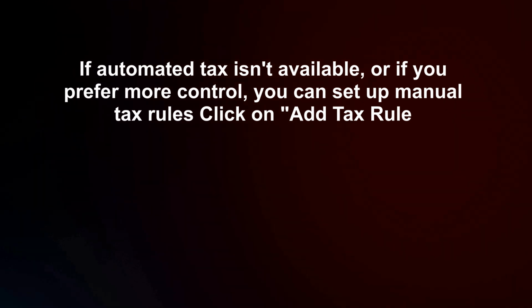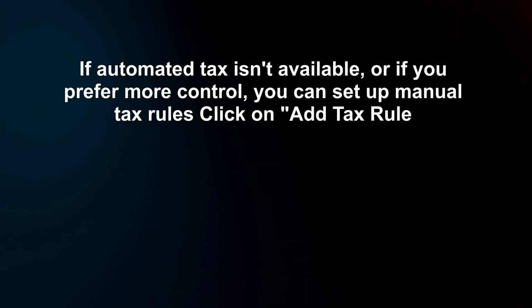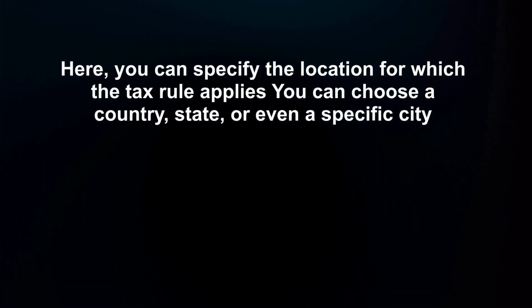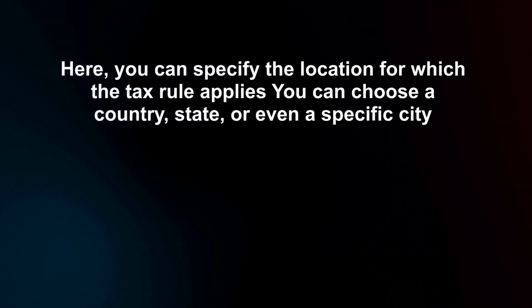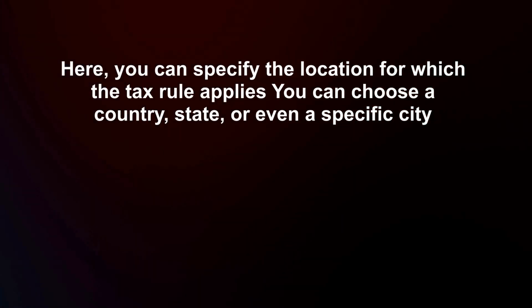If automated tax isn't available, or if you prefer more control, you can set up manual tax rules. Click on Add Tax Rule. Here, you can specify the location for which the tax rule applies. You can choose a country, state, or even a specific city.